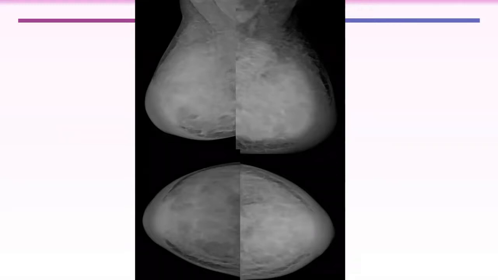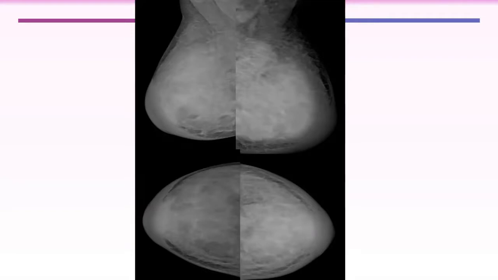Within the breast parenchyma, I couldn't appreciate any abnormality, but there is a left axillary lymphadenopathy. Excellent. There is opacity in the left axilla, mostly representing lymph nodes.